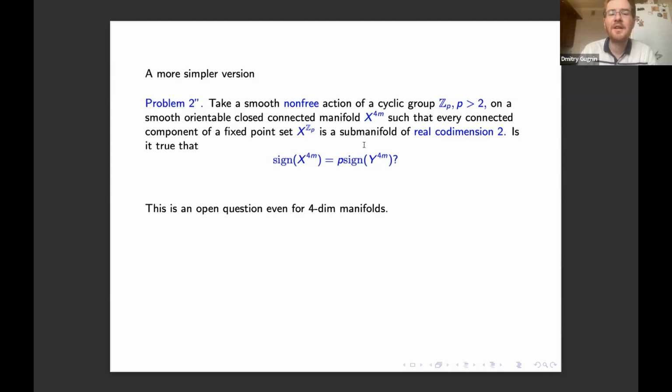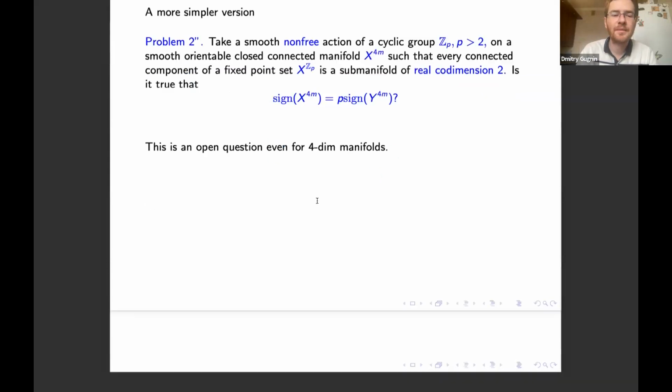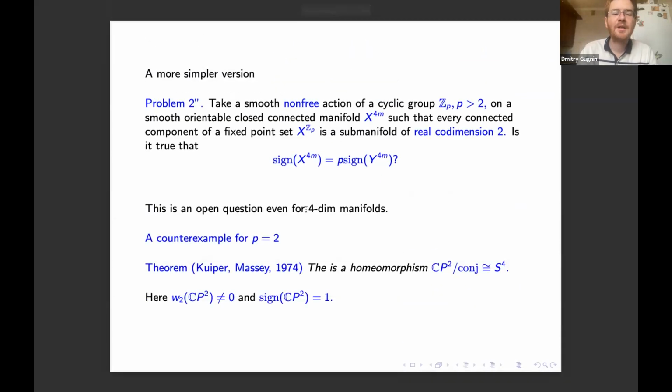Even in this setting, I have no contradiction, and I have no proof of this formula. And why doesn't it work with p equals 2?